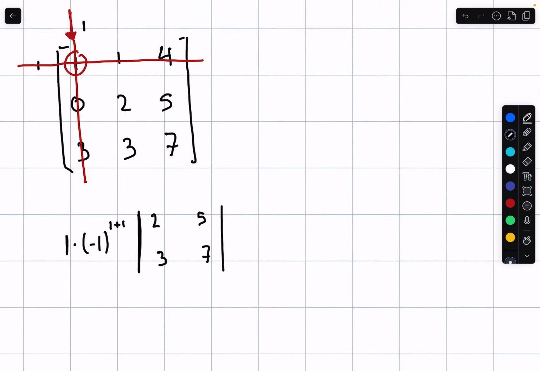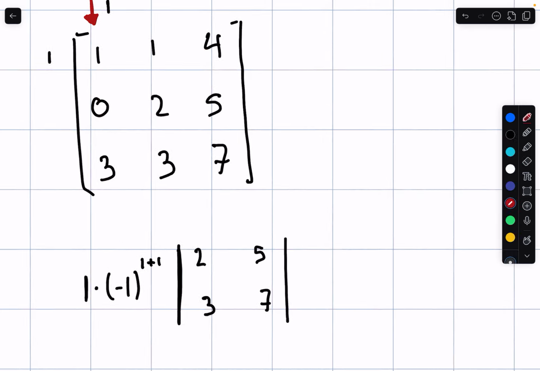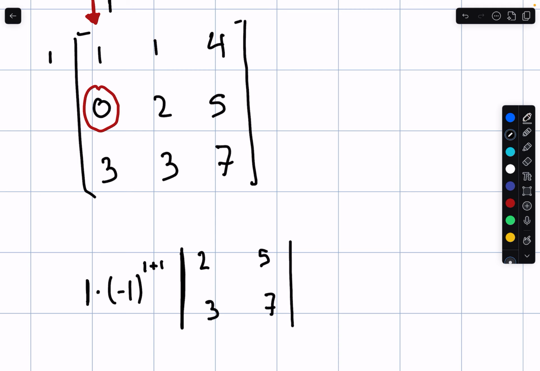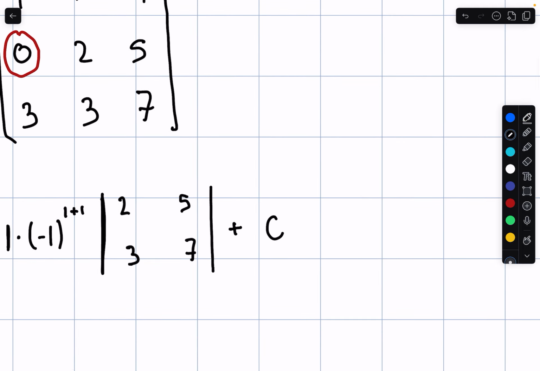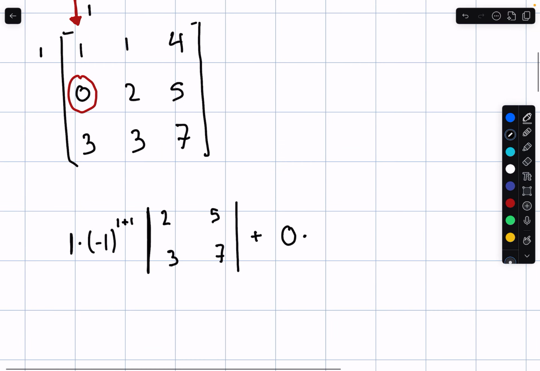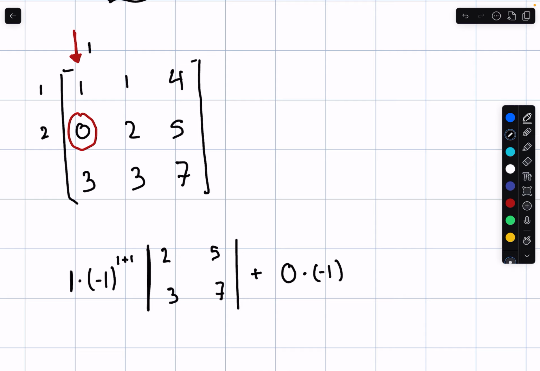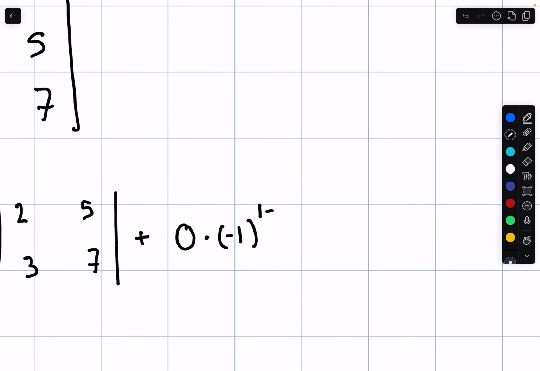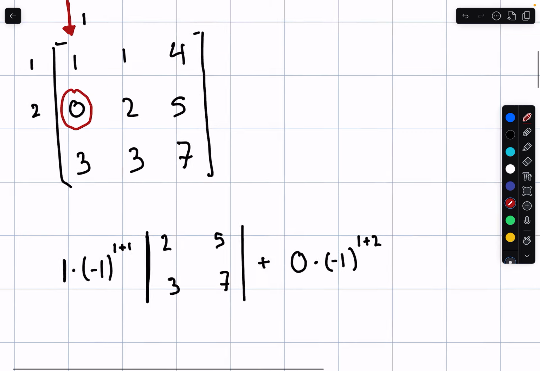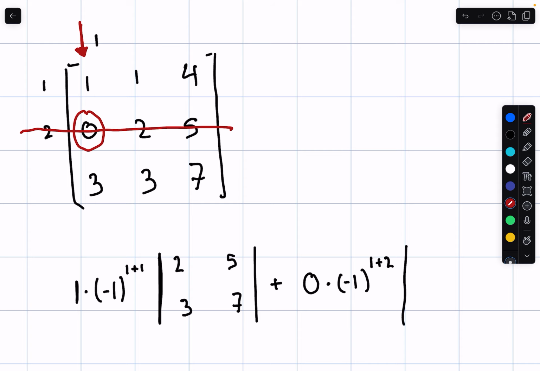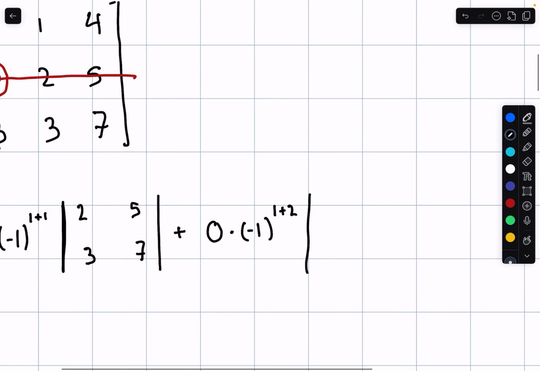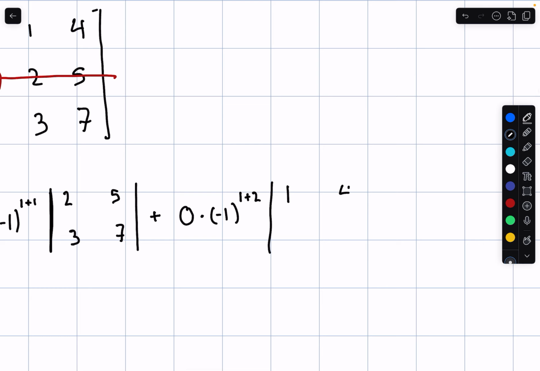But this isn't the only thing you need to do. You need to repeat this for every value in your chosen row or column. So next we're going to go on to this value here. We're going to go plus 0 times negative 1 to the power of, this is still column 1, but it's now row 2, so negative 1 to the power of 1 plus 2, times the determinant of everything that's left over. We can cross this off and cross this off, so it's times the determinant of 1, 4, 3, 7.